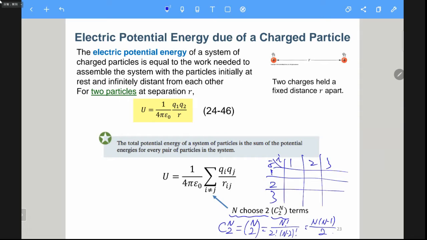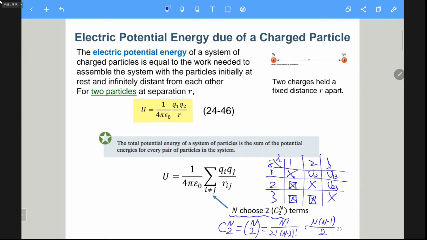So 1 and 1 we don't need to count. So no here, no here, no here. So we need to count the potential energy between 1 and 2. So this is U1,2, and then U2,1 is actually the same. We don't repeatedly count it. The lower half triangle. So we also have U1,3 and U2,3.